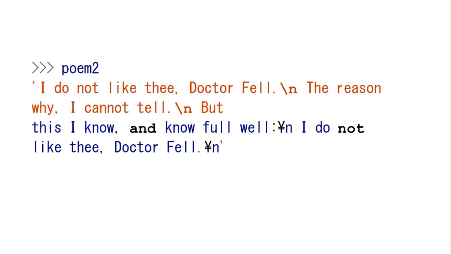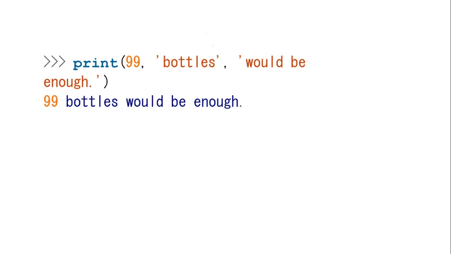Print strips quotes from a string and prints their contents. It is meant for human output. It helpfully adds a space between each of the things it prints, and a new line at the end. If you do not want the space or new line, you will see how to avoid them shortly. The interpreter prints the string with single quotes and escape characters such as \n.